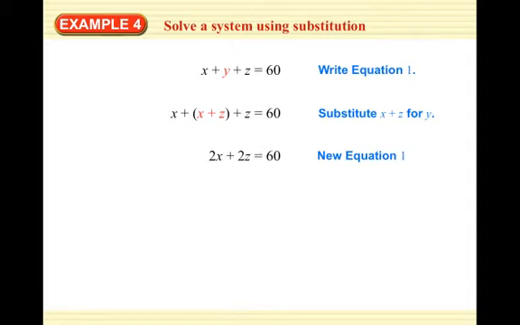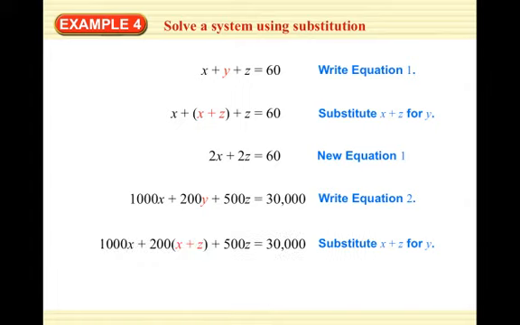And so we're going to get a new equation 1, which again I would call star 1, put a circle around it. We're going to have 2x, because x plus x is 2x, plus 2z, because z plus z is 2z, equals 60. Okay, now we're going to go through this process with equation 2. So equation 2, we have 1000x plus 200y plus 500z equals 30,000. We're going to replace y with x plus z. We're going to substitute x plus z for y.